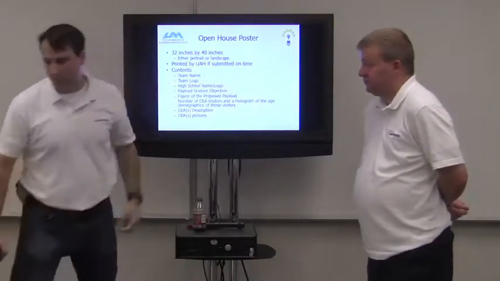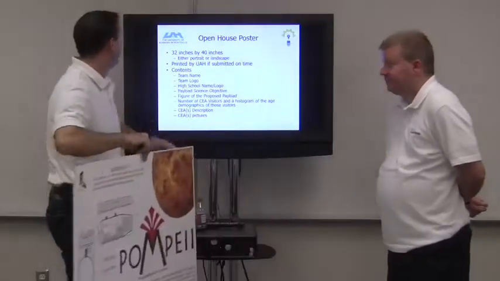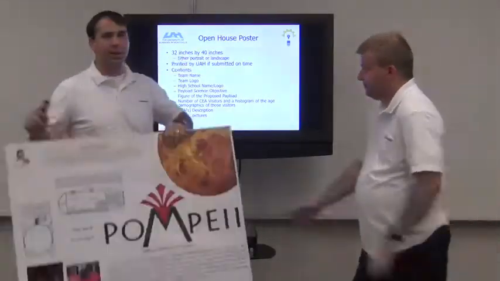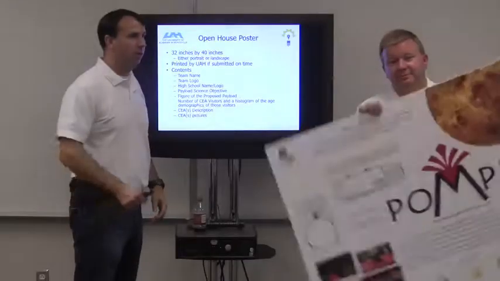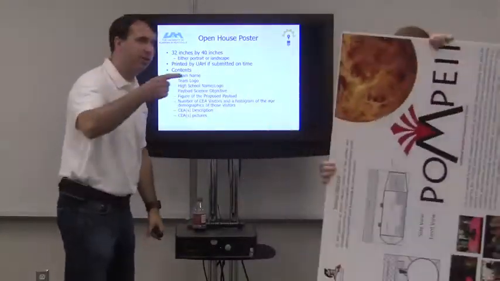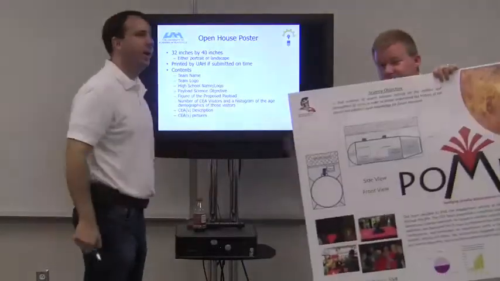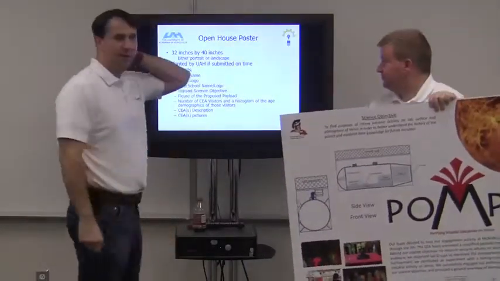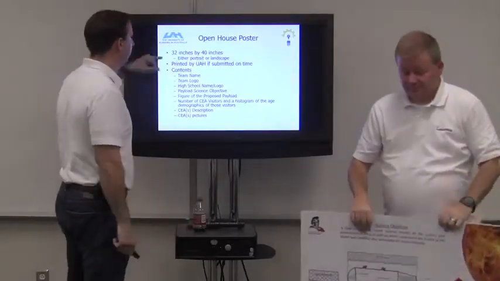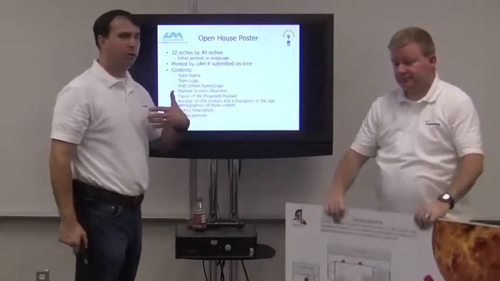So, look at that. Open house poster. Oh, my back. Okay. We're old. So 32 by 40 inches. Whether it's portrait or landscape, we don't care. But one dimension is 32, one dimension is 40, okay? The reason for this is that's a standard size of foam core at Hobby Lobby. It's the biggest size without getting ridiculously large and expensive. Printed by UAH.